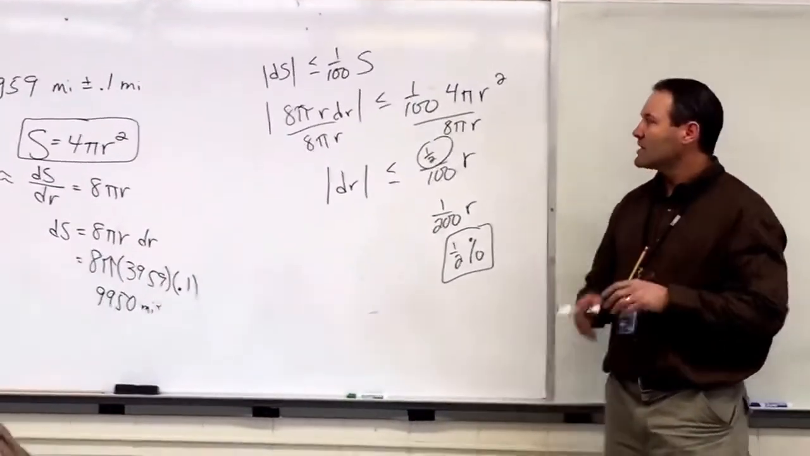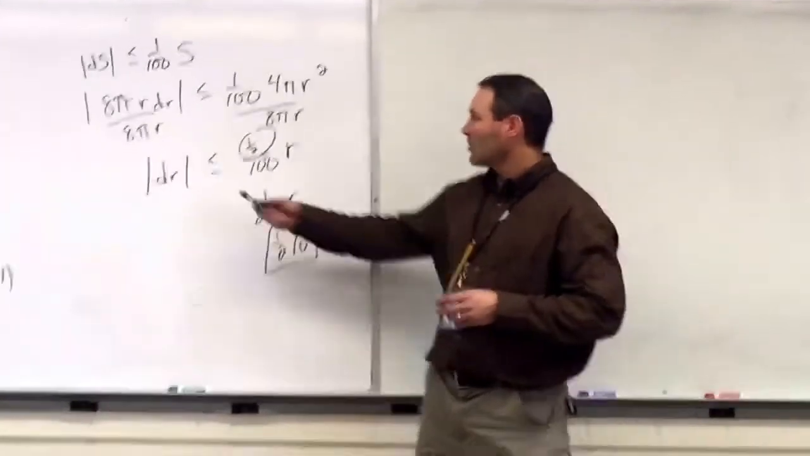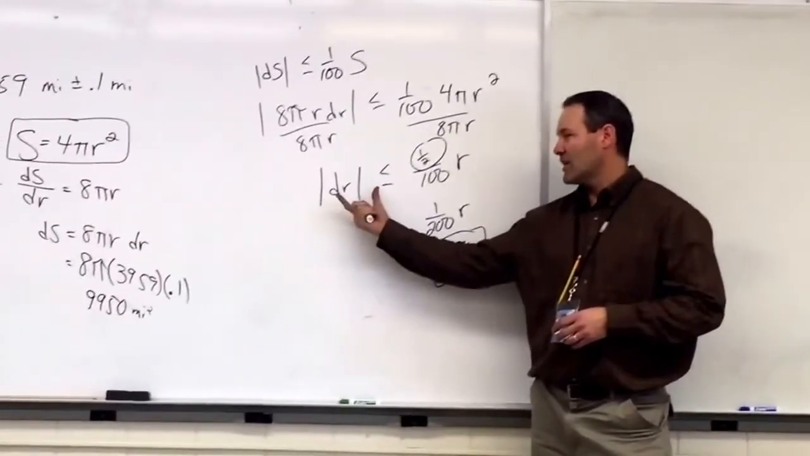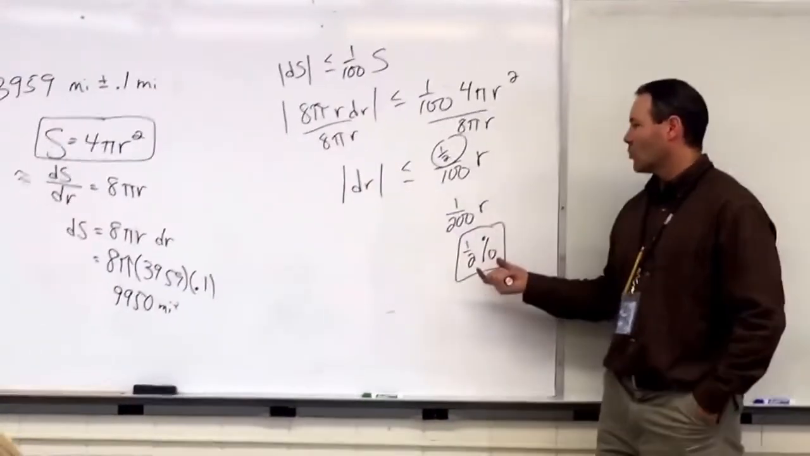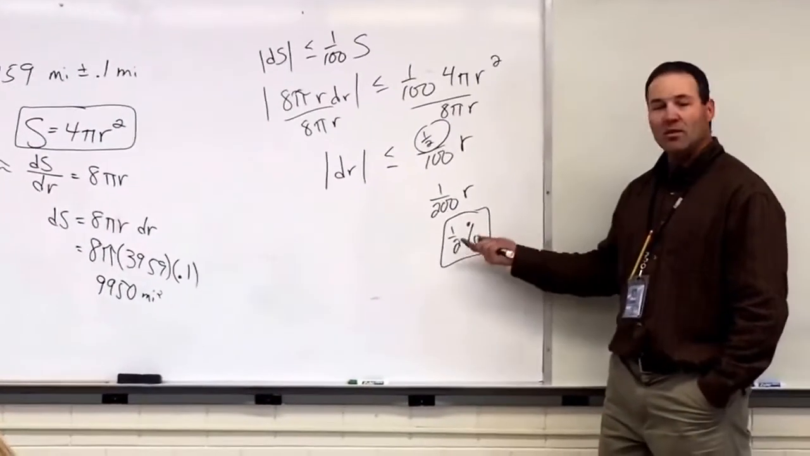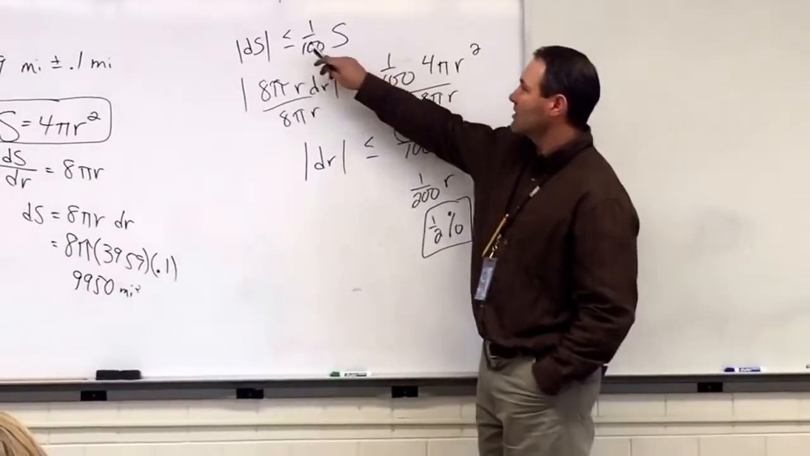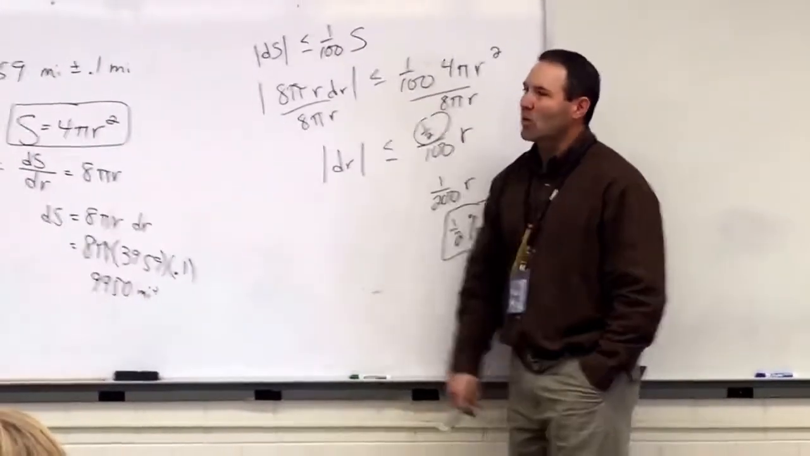Okay, so it says how accurately do we have to measure our radius, or change in radius, so the error of the radius has to be within 0.5%. And if it's within 0.5%, then we know that the surface area's error is going to be within 1%.